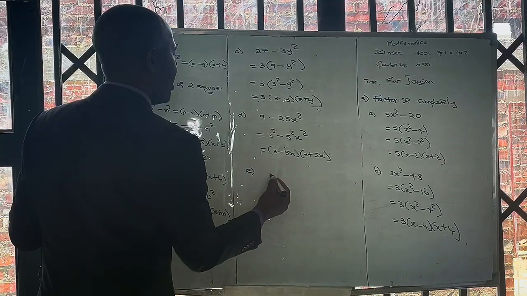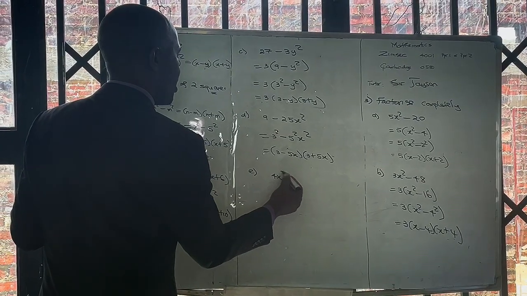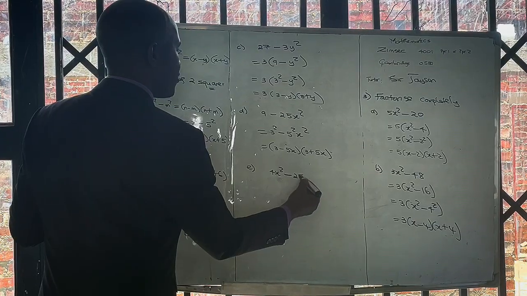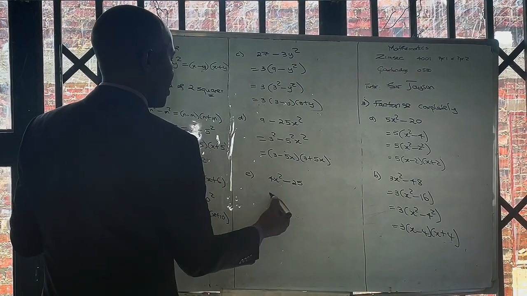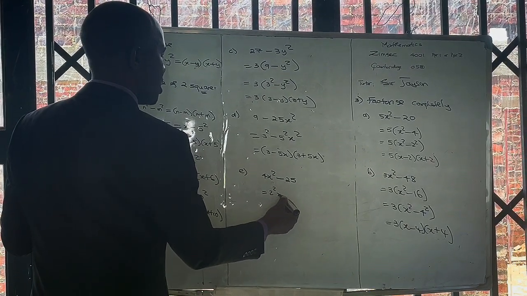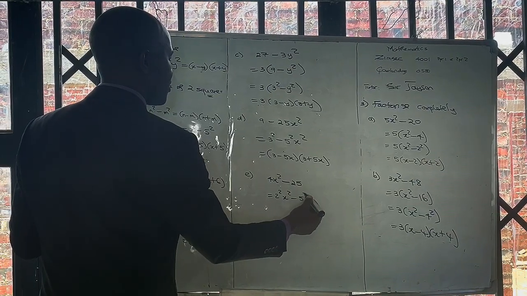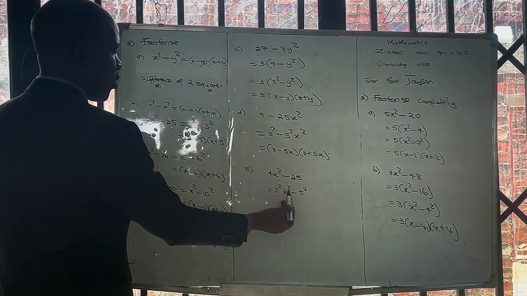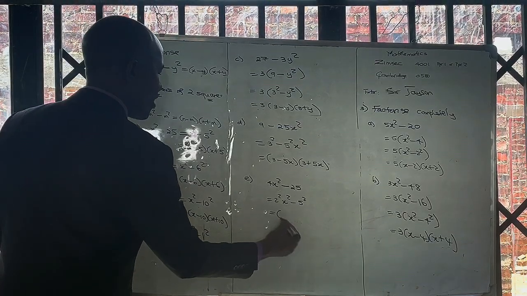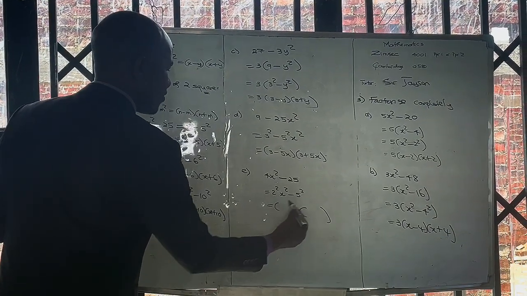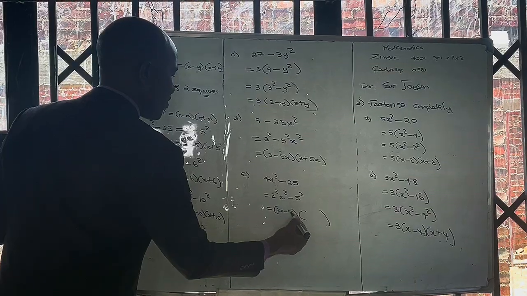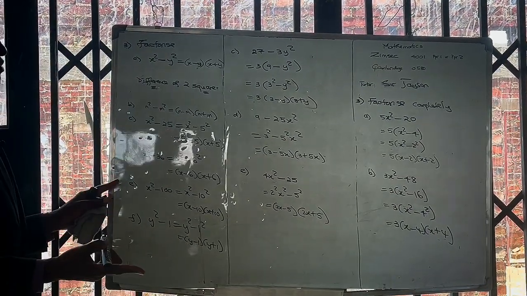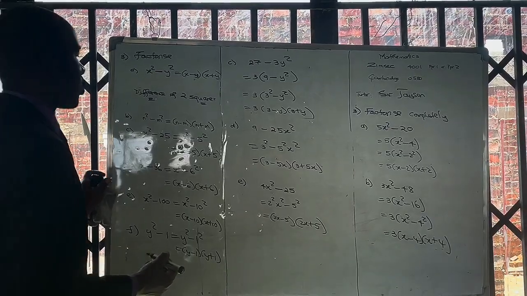We have 4x squared minus 25. This is 2 squared x squared minus 5 squared. Now we have a difference of two squares. We have brackets. The first one is 2x minus 5. The other one is 2x plus 5. We have factorized that one.